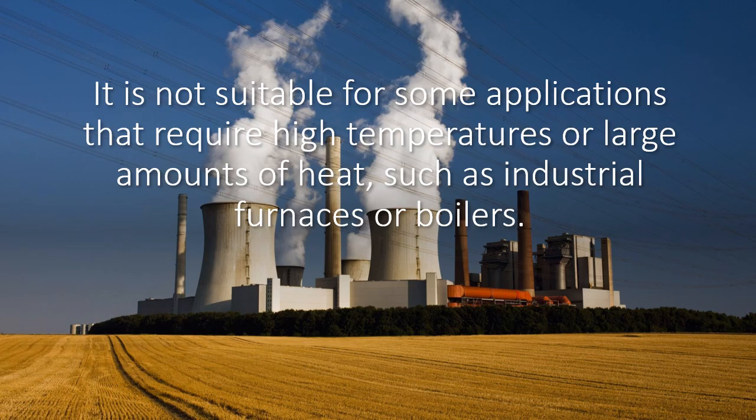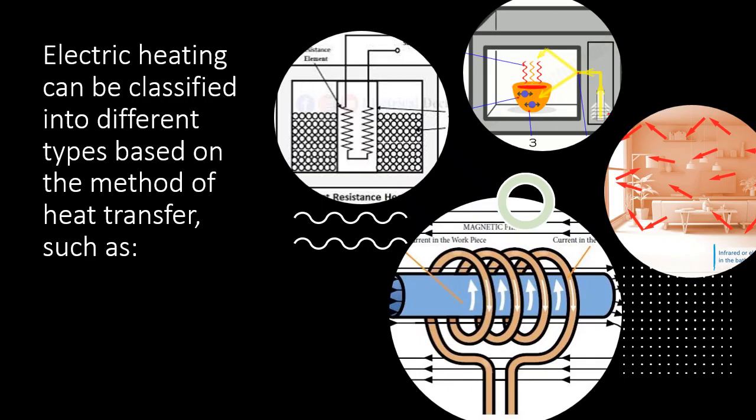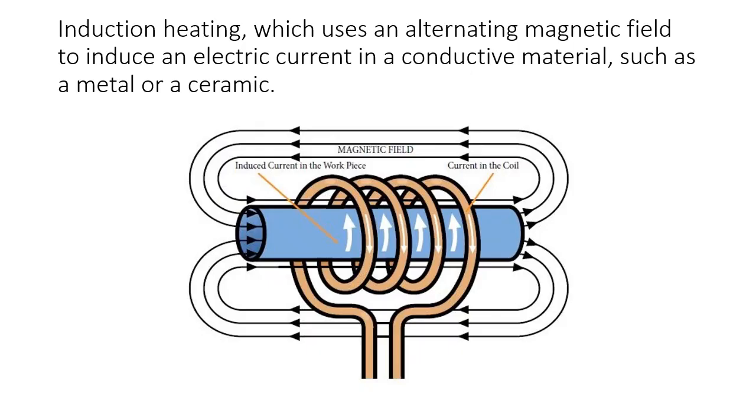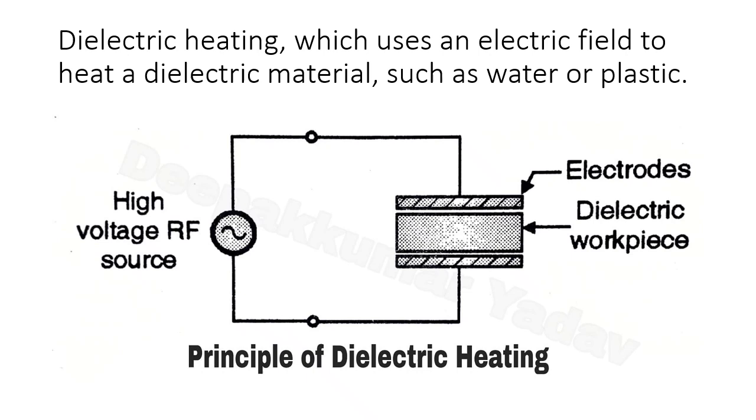Electric heating can be classified into different types based on the method of heat transfer, such as resistance heating, which uses an electric current to heat a resistive element, such as a wire, coil, or rod. Induction heating, which uses an alternating magnetic field to induce an electric current in a conductive material, such as a metal or a ceramic.